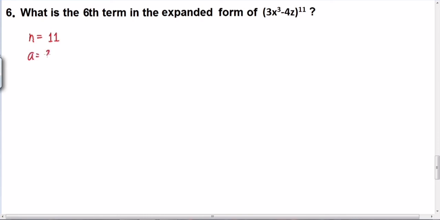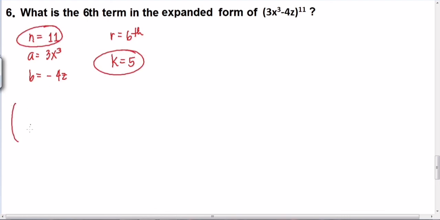And then, ang a natin, 3x cubed. Ang b natin, negative 4z. And then, you always include the sign. And then, ang r natin dito is 6. So, ibig sabihin, ang k ko ay 5. So, 6 minus 1. So, 6 term kasi. So, instead of having 6 as k, you always subtract 1. So, 5. Okay? So, ito yung dalawang numbers na pagbabasihan natin. So, we have here 11, n, and then 5, yung k.